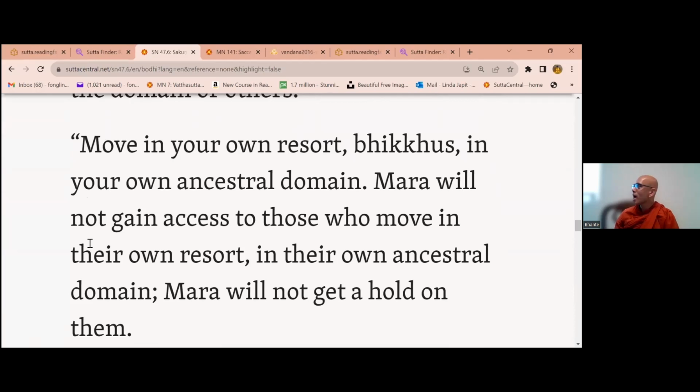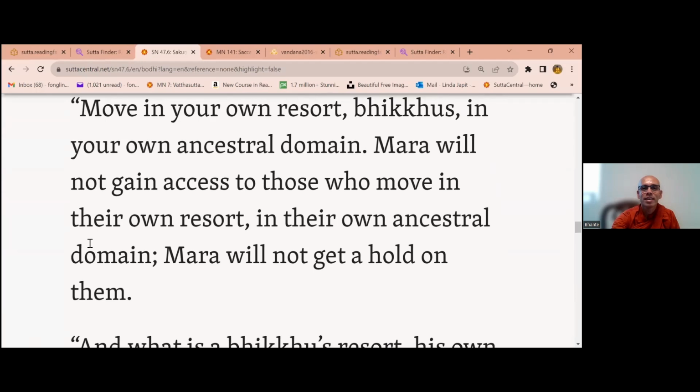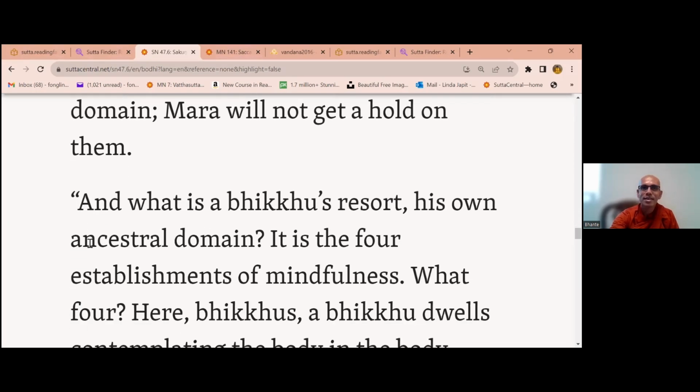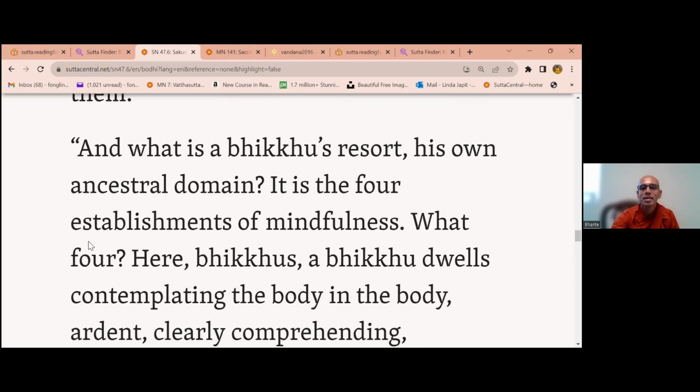Move in your own resort, bhikkhus, in your own ancestral domain. Māra will not gain access to those who move in their own resort, in their own ancestral domain. Māra will not get a hold on them. And what is the bhikkhu's resort, his own ancestral domain? It is the four establishments of mindfulness.